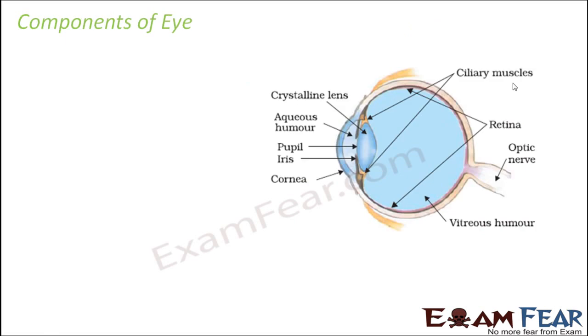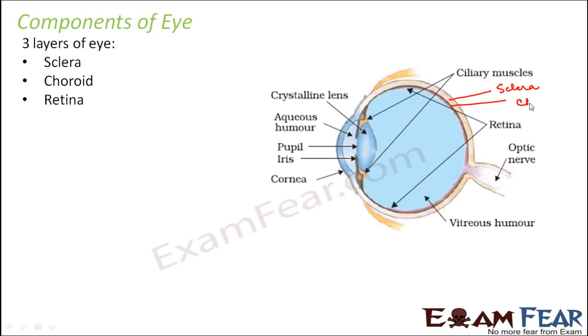So let us look at the different components of the eye. The eye is made up of three layers. The outermost layer is the sclera, the next layer is the choroid, and the innermost layer is the retina. So where is the outermost layer? Here you can see this is the outermost layer, which is the sclera. The next layer is the choroid, and this innermost layer is the retina. These are the three layers of the eye.